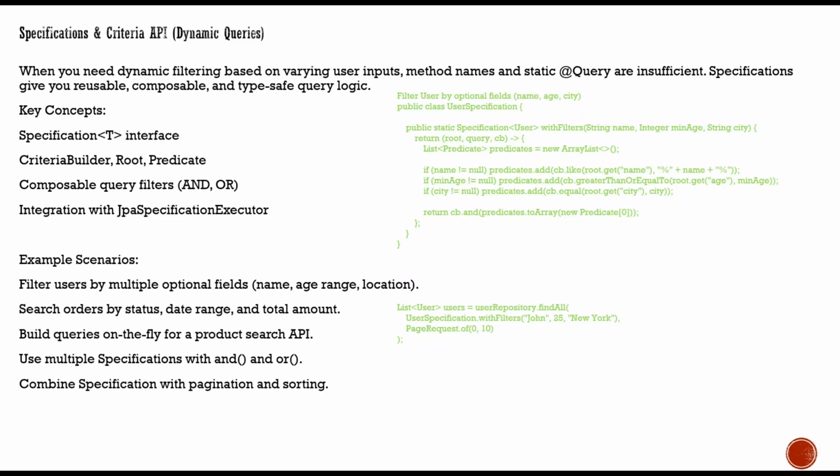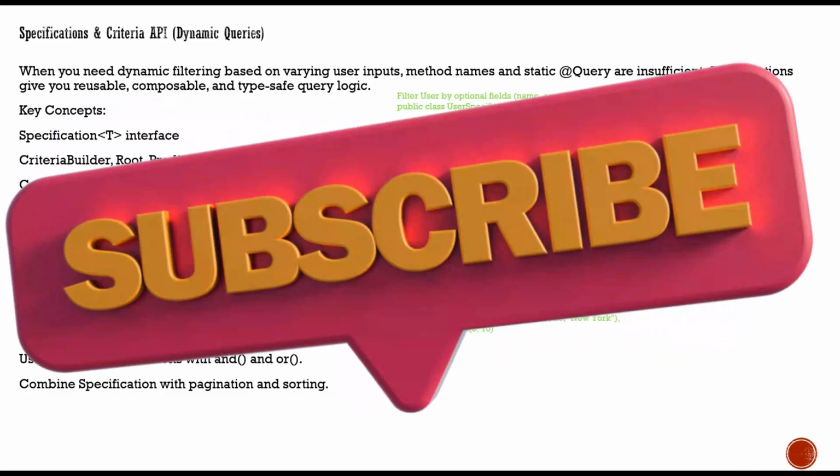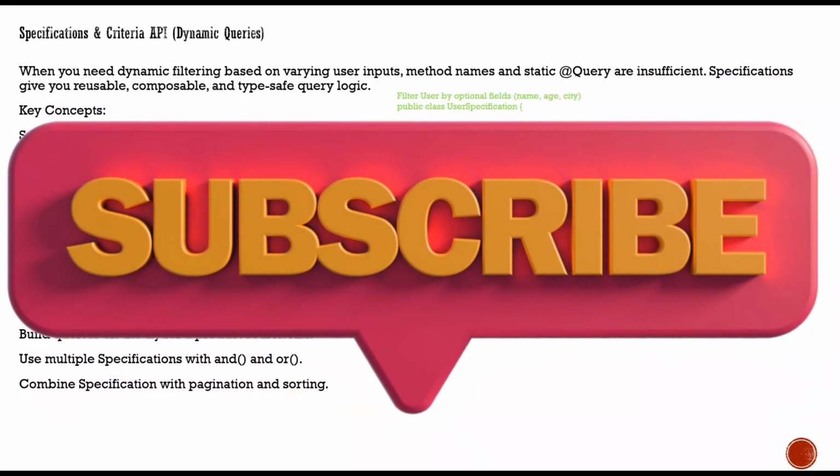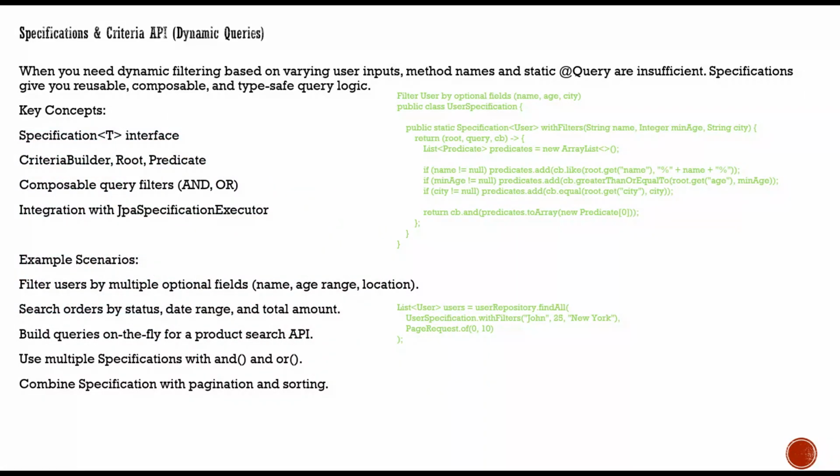Now you can also build the queries on the fly from a product API also. Let's say it's just an example. Now you can use multiple specifications with and or or. So there is a combination of specification with pagination or sorting. Now on the right side, if you see, there is a filtration of users with optional fields, let's say name, age, and city. Under this I have given the Specification interface, and then User is given under that, and then withFilter, so I've added the name, a minimum age, and the city.